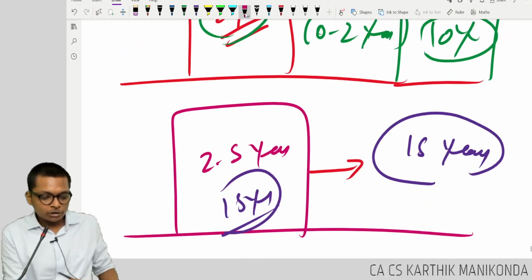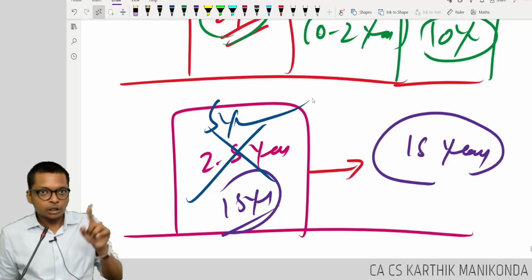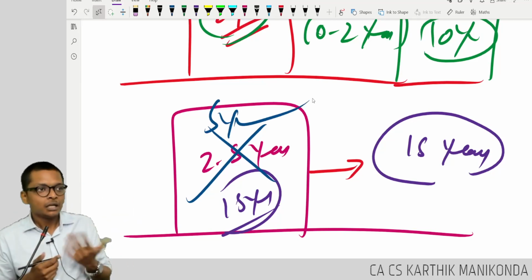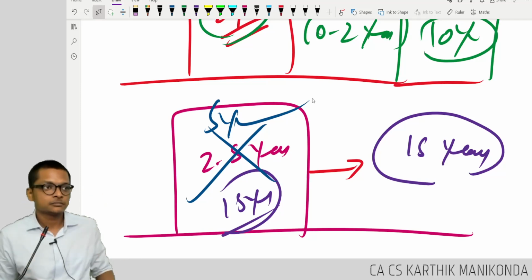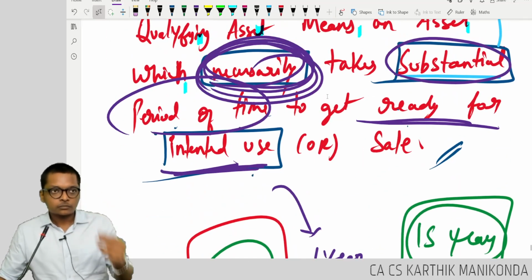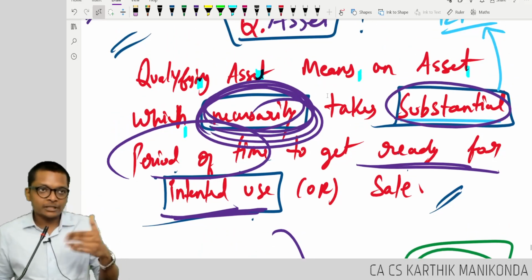Because of the COVID pandemic, 2.5 years became 5 years. Now, is this increase of time for everybody because of the pandemic? Yes, so it is a qualifying asset. Are you following, guys? Clear? Next, I will come to that computation later.